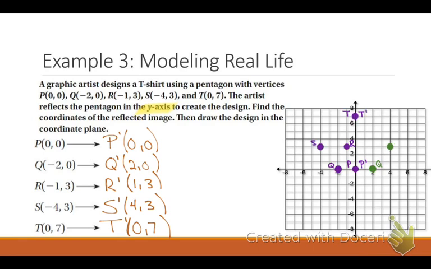So how do we know how we're supposed to connect these points? You follow it in alphabetical order. So P, Q, R, S, T. Follow it in that order. The original. Okay, so P to Q to R to S to T. And you're going to do the same thing on the other side. P, Q, R, S, T, dotted lines for the image.